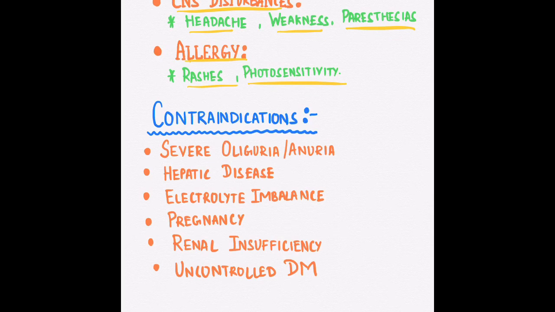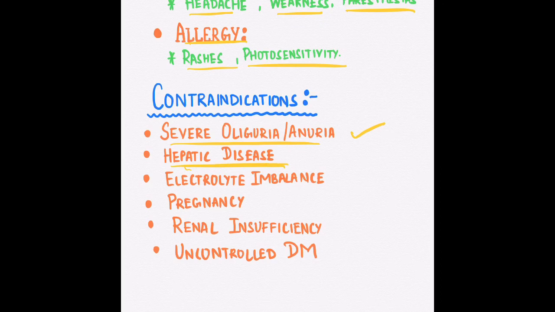Thiazides are contraindicated in cases of severe oliguria or anuria, which are manifested in the person suffering from acute kidney disease. They are also contraindicated in hepatic disease such as cirrhosis. They aggravate electrolyte imbalance, so they cannot be administered to a person who is already suffering from electrolyte imbalance. They are contraindicated in pregnancy. They are also contraindicated in the cases of renal insufficiency as they further decrease the GFR. As they also cause hyperglycemia, they are also contraindicated in cases of uncontrolled diabetes mellitus.